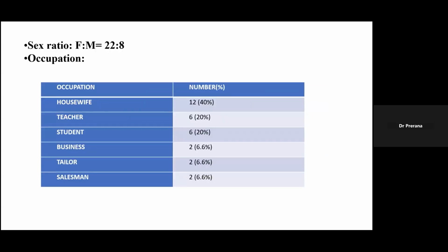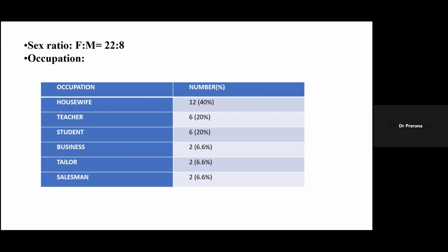Out of 30 patients, we found there was a female preponderance in this study, with around 22 patients being female and 8 patients being male. We also noticed that the majority of our patient group were housewives. That is, 12 patients out of 30 were housewives, followed by teachers and students who contributed about 20%.